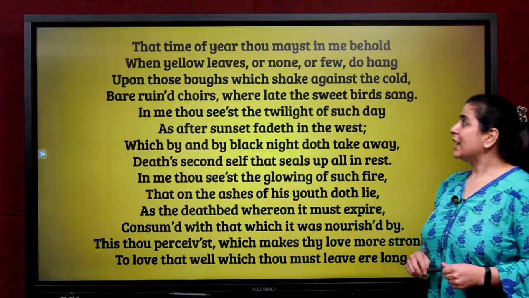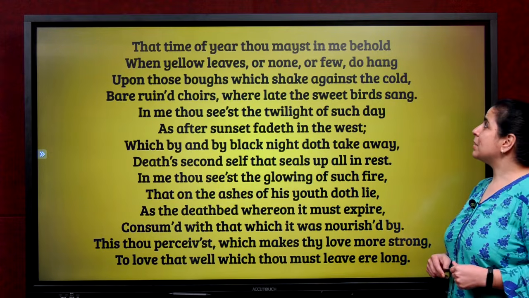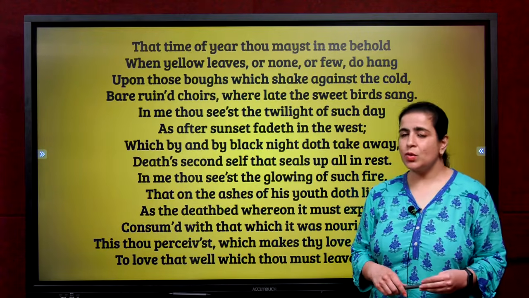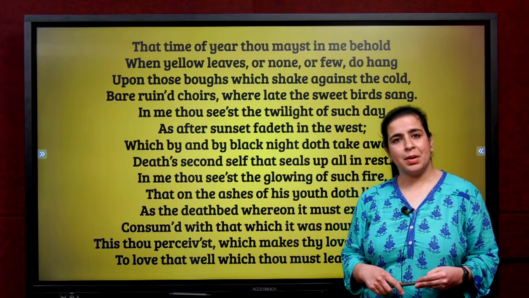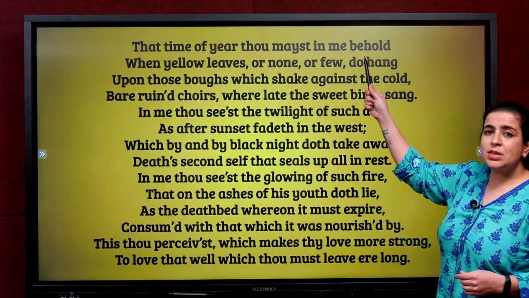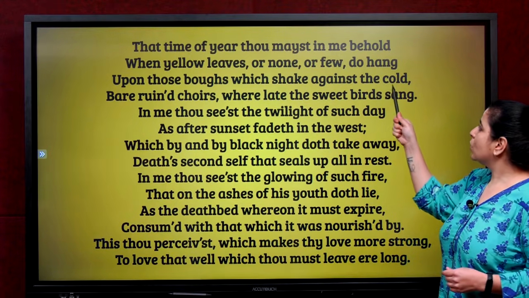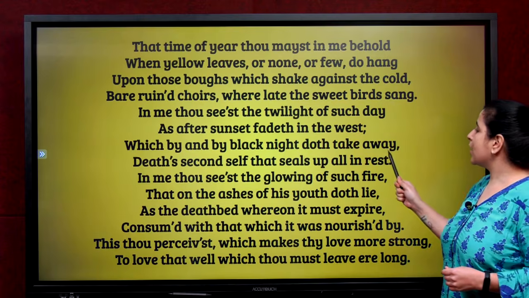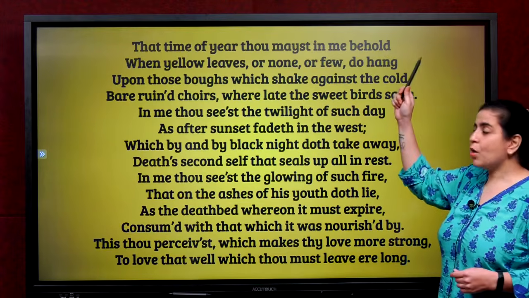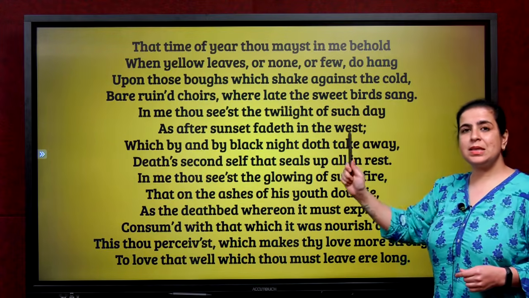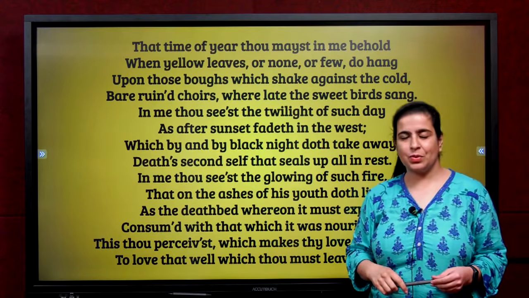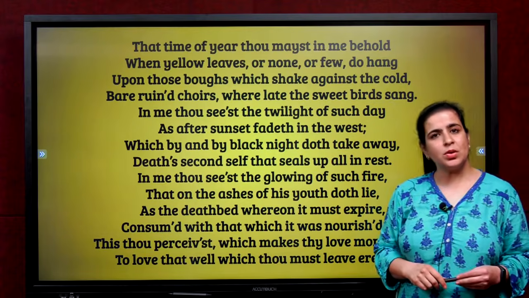Okay, so that time of year thou mayst in me behold. Now, in every sonnet, it is a 14-line poem. They have rhyming words, okay. So, in this particular one, every alternate line will have a rhyming word. Behold, cold, day, away, west, rest, right. So, here he forms a format of AB, AB, CD, CD, EF, EF and ends it with G and G, okay. So, most of the sonnets follow this pattern.